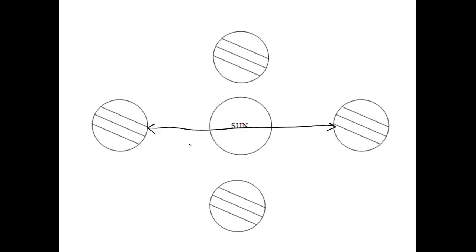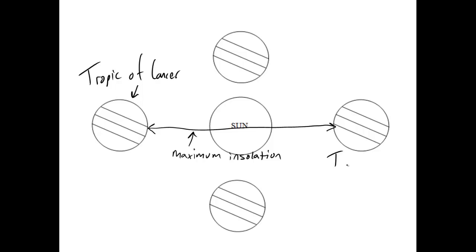Well, this line that I drew represents the line of maximum insolation, or maximum incoming solar radiation. It's basically the most intense light from the sun that's striking the Earth. And if we take a look here, that maximum insolation is striking the Tropic of Cancer here in the northern hemisphere. And over here it's striking the Tropic of Capricorn.